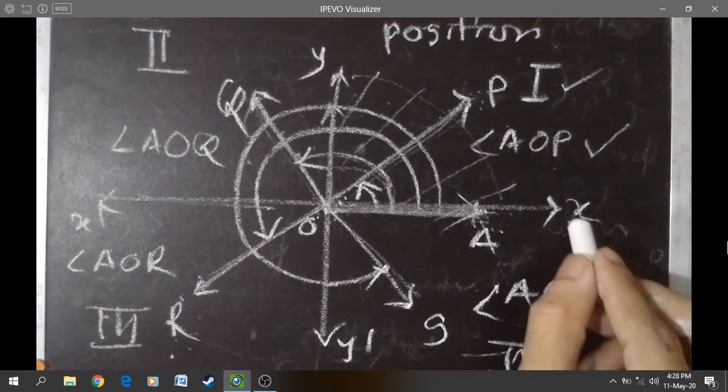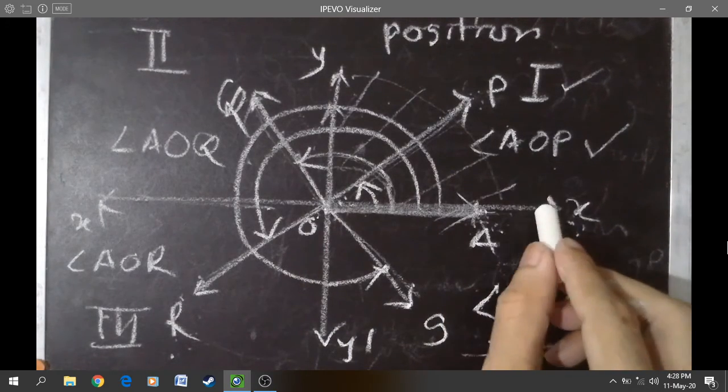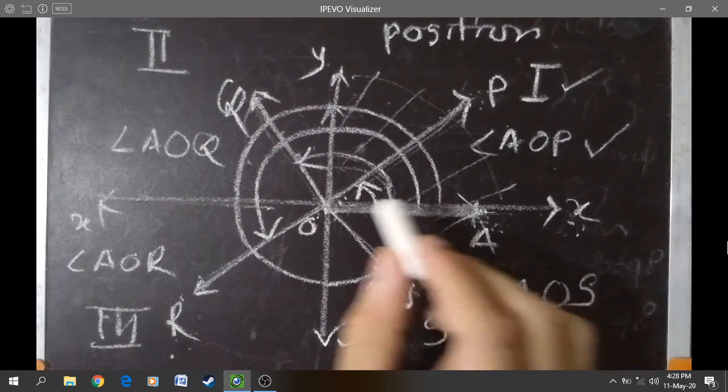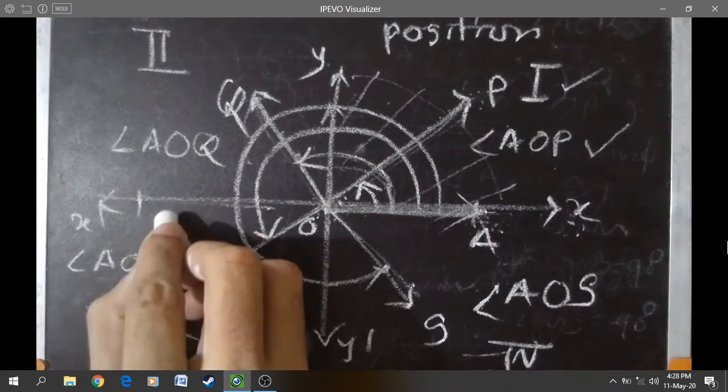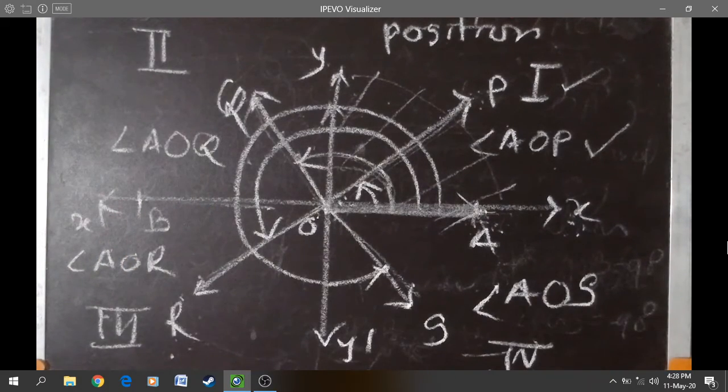XOA is a quadrantal angle, right? XOY is a quadrantal angle. Suppose here is B, XOB is a quadrantal angle. Quadrantal angle means the terminal ray should be on the x-axis or y-axis. Okay, understand? Then the coterminal angles.